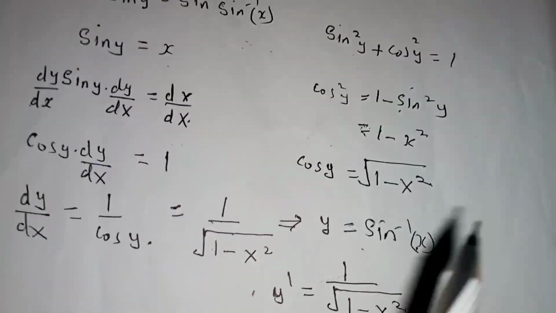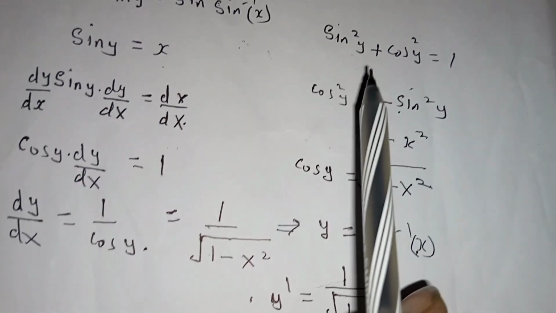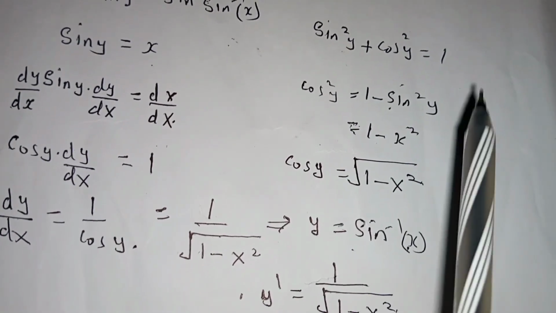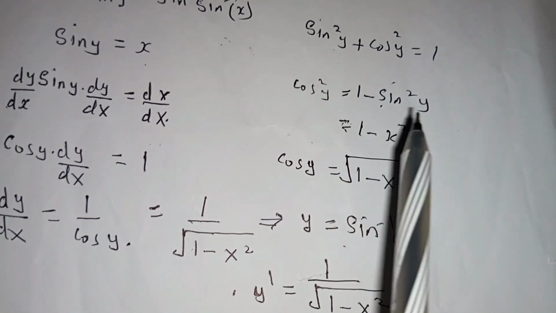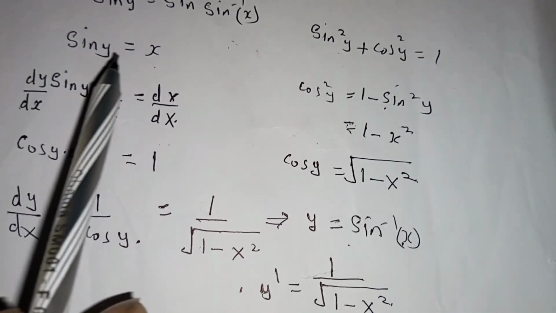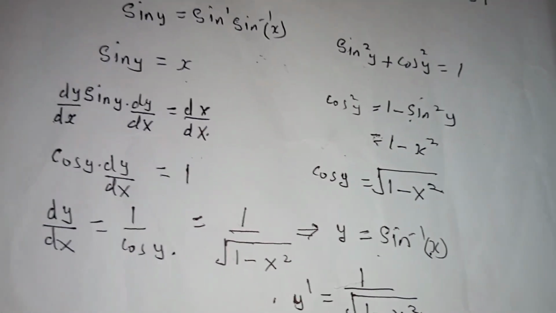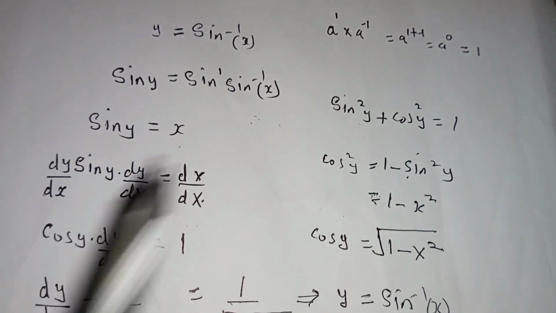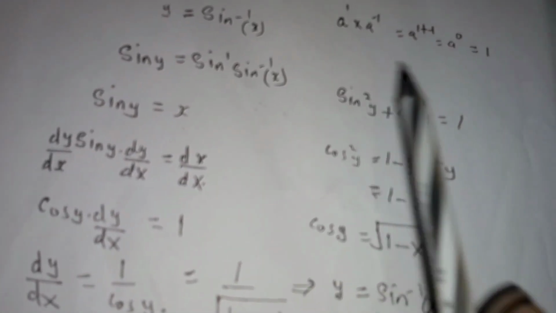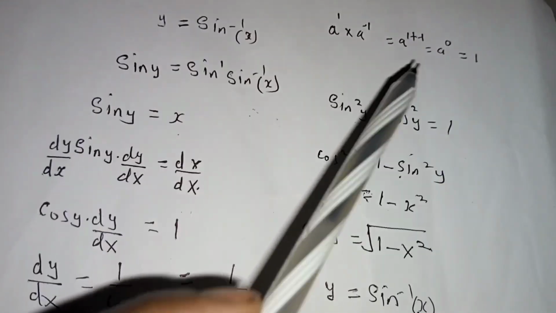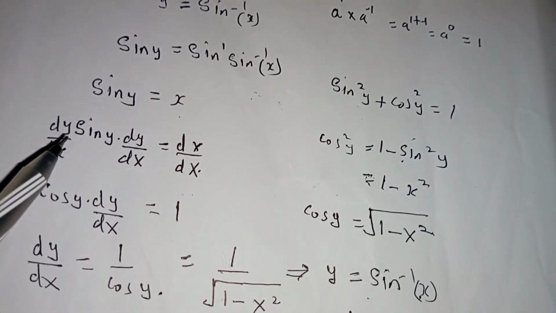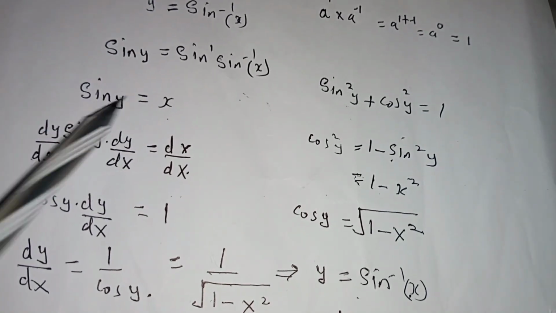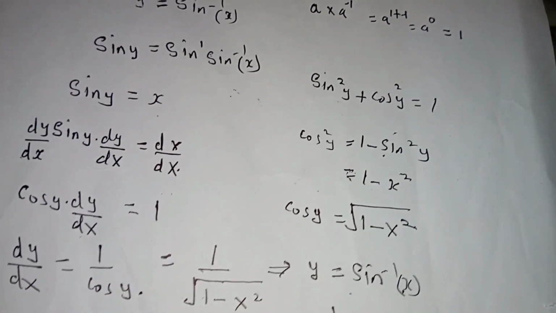In this video, we have made use of this identity: sine squared y plus cos squared y is equal to 1. Then we have made cos squared y the subject, so that we have 1 minus sine squared y. Then we have substituted the value of sine y, which is x here, and we have taken the square root. Also, we have made use of this law of indices, that a multiplied by a with different indices, we add the indices, and any number power 0 is equal to 1. Also here we have made use of implicit differentiation of y, as well as here we have dy over dx after differentiating.